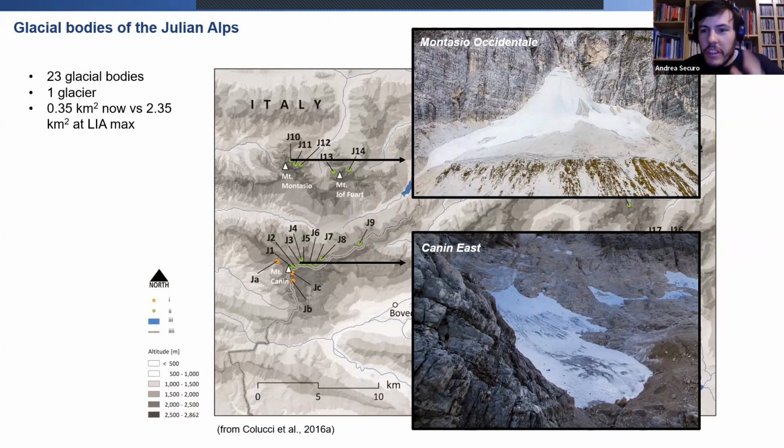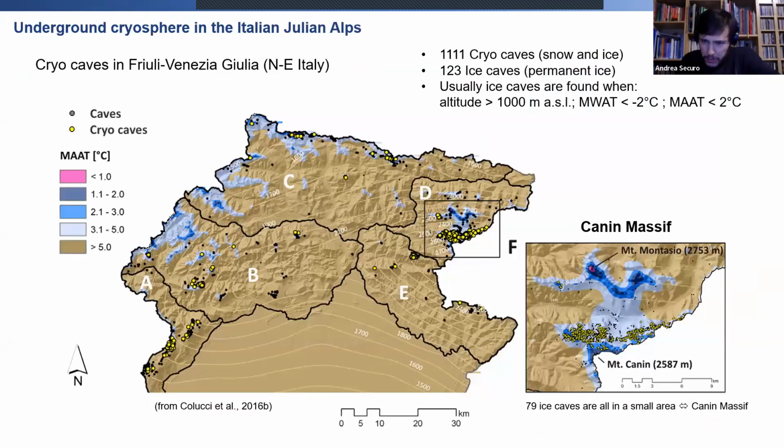What is interesting in this area in particular, despite them being small bodies, is that we had an area of 2.35 square kilometers during the Little Ice Age maximum, and a huge reduction until 2006, leading to 0.35 square kilometers of total area. But from 2006 till nowadays, we observed a positive anomaly, so a slight increase in the elevation of these bodies. So this is very interesting compared to what's happening to the rest of the Alps. So today I will focus a little bit more on ice caves.